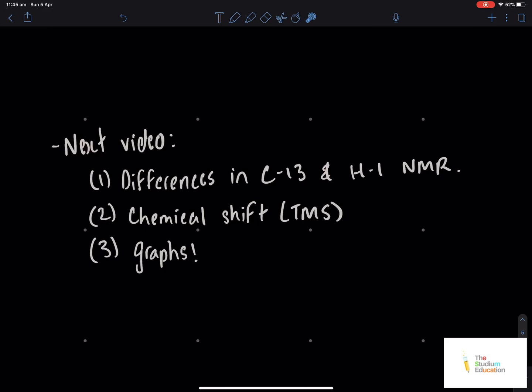And go into more complexity without becoming confused. The next video is going to go more specifically into differences between carbon-13 and proton or H1 NMR. We're going to look more into what chemical shift actually means, TMS, and the main thing in the next video is we're going to look at graphs. We're going to look at how to read carbon-13 graphs and H1 proton NMR graphs, and we're going to see how we can use that in exam situations.